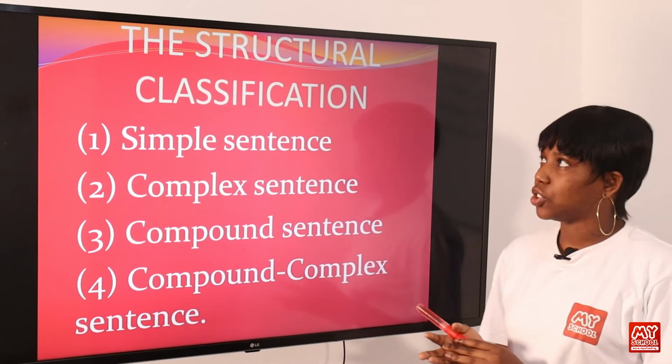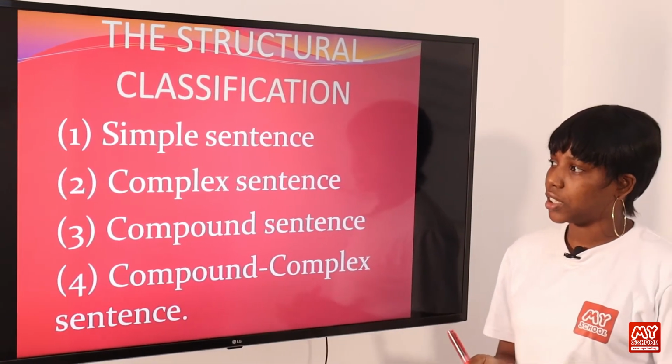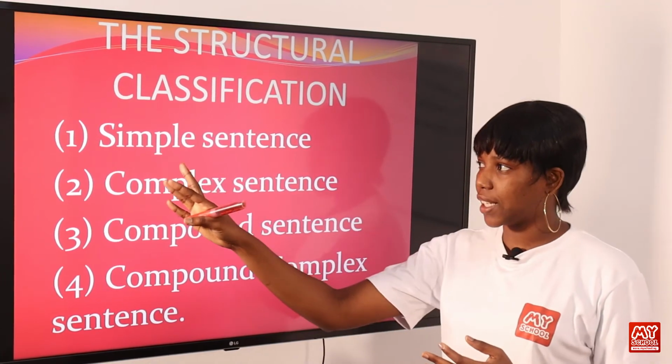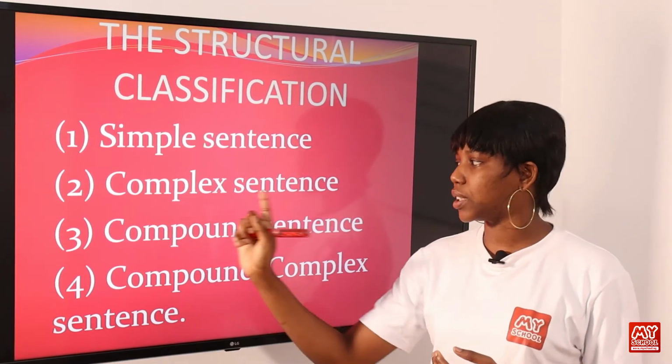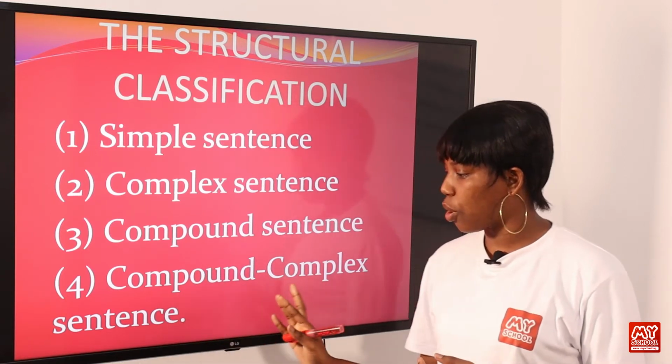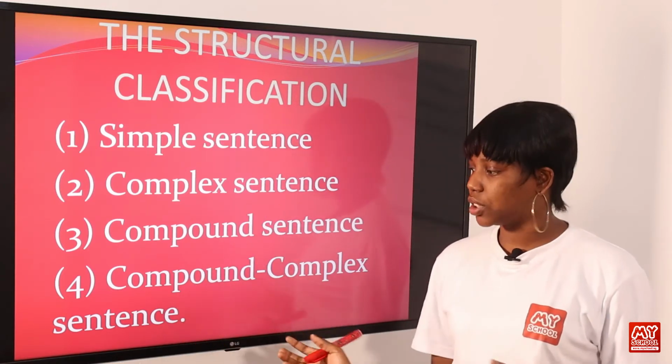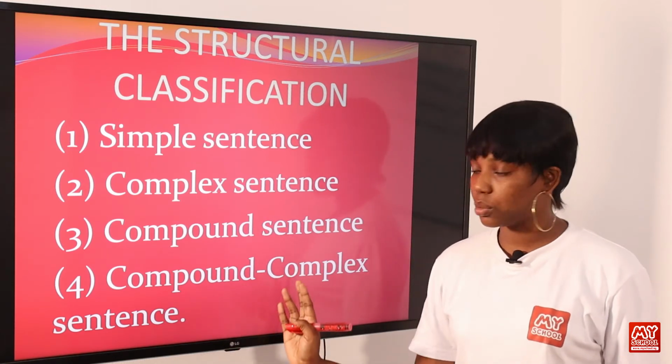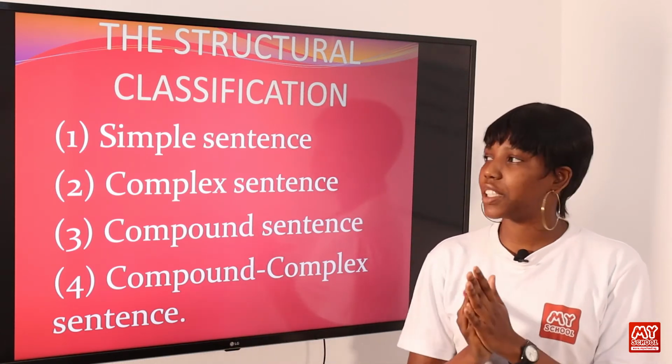So these are the structural classification. Okay, they are structural types. Number 1, like I said, simple sentence. Number 2, complex sentence. Number 3, compound sentence. And number 4, compound complex sentence. So you can see the way it is written. You can see compound sentence the way it is written. Okay, so now let's begin with the first type.